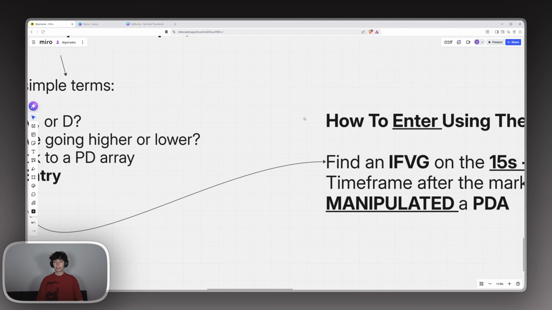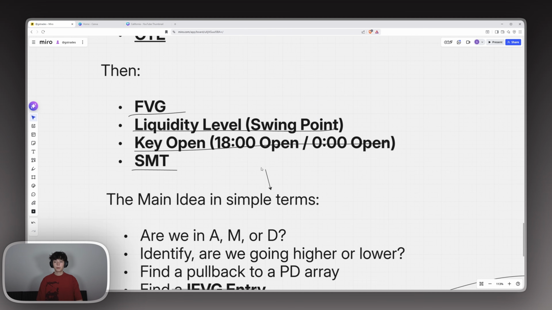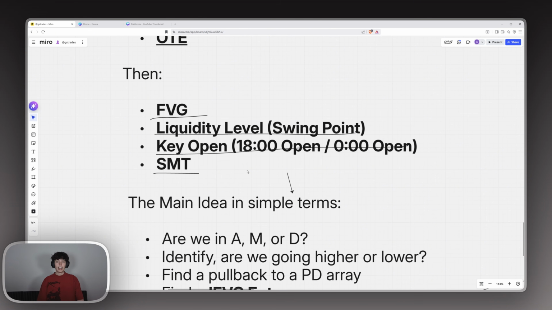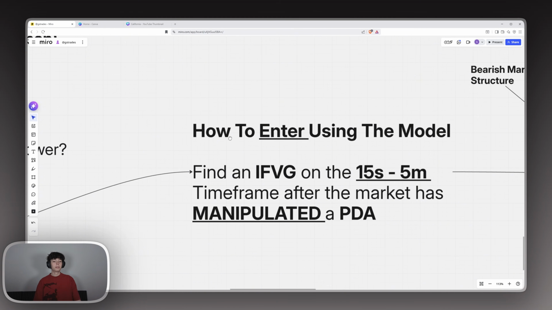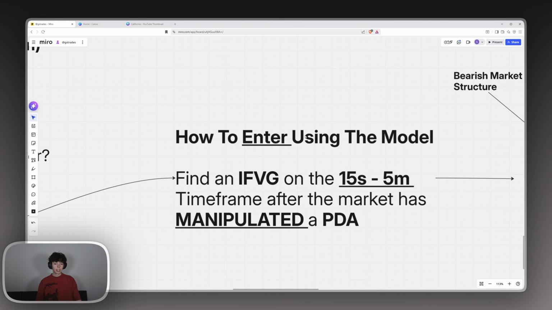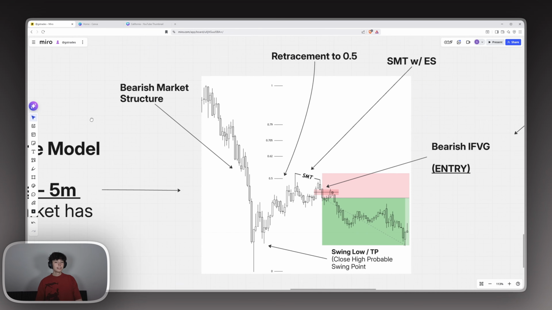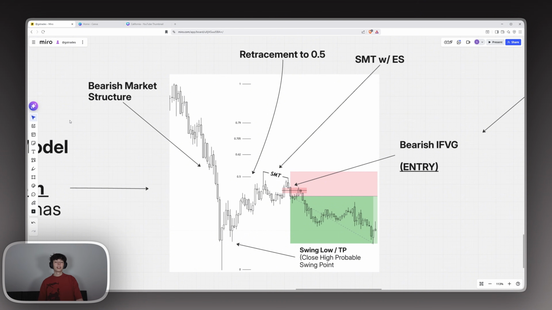So that fair value gap, that liquidity level, the key open, the SMT. After this has happened, find the IFVG, but don't exceed the 5-minute. Okay. Now, here is an actual example before we get into the trade I took today, or the multiple trades I took today using this model.